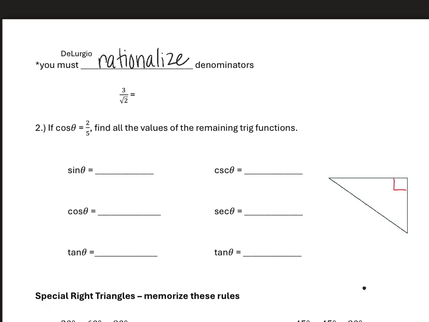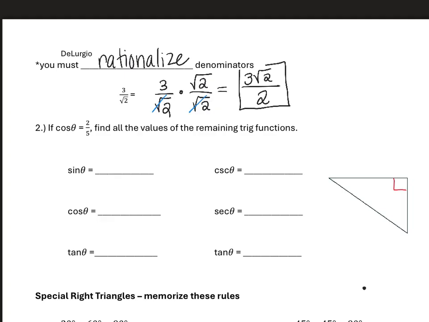So in order to rationalize, we multiply. So if I take this, to rationalize, we will multiply both the numerator and the denominator by whatever that root is in the denominator. And then multiply straight across. On the top, we get 3 root 2. And on the bottom, if you square a square root, it leaves you with the radicand, so the number underneath. So this is the correct form for your answer, not this. Okay? So you have to rationalize if it comes up.